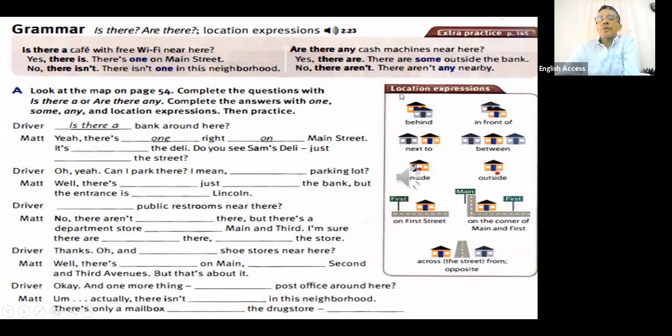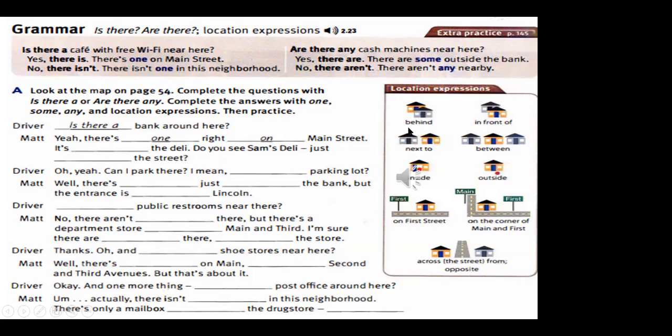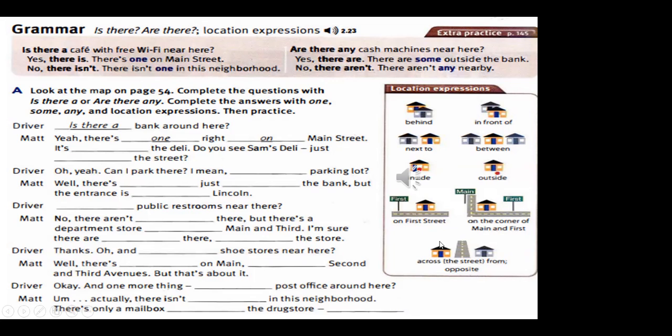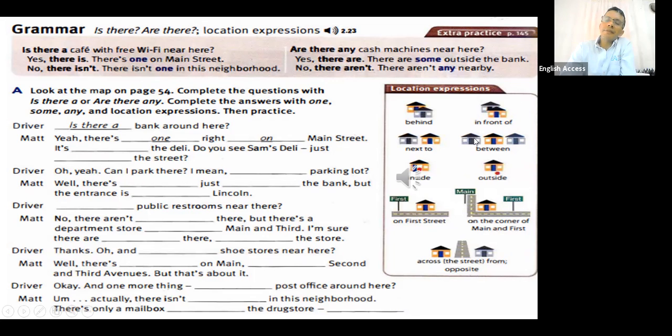Excellent. We are going to learn location expressions like behind. This is also from level one. Remember behind, in front of. Well, let's see. Kathy, can you read the location expressions, please? Behind, in front of, next to, between, inside, outside, on First Street, on the corner of Main and First, across the street from, opposite. Remember, it's opposite. We give directions, right? It's behind, it's in front of that building.